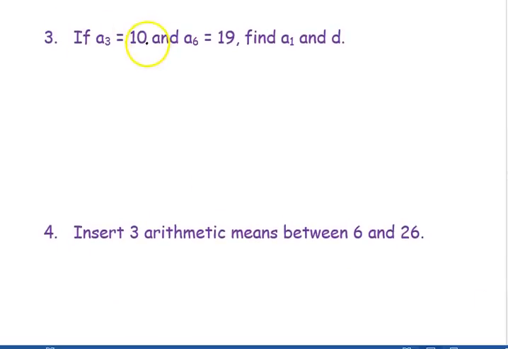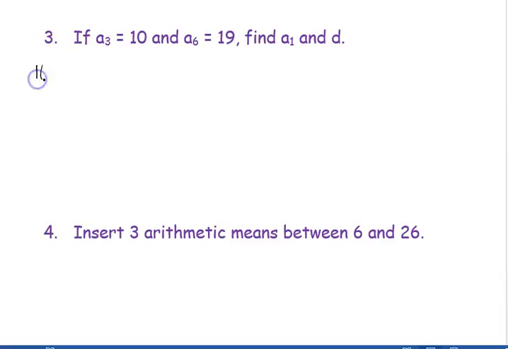If a sub 3 is 10 and a sub 6 is 19, find a sub 1 and d. This is a case where it has a little bit more work and you don't have a sub 1, you don't have d, you don't have two things. So you need two equations and you need to do substitution. So I'm going to do the first one. I'm going to set up what I know in the equation.